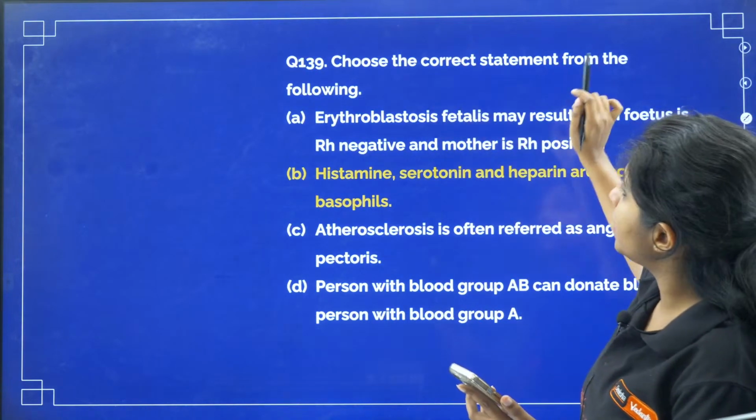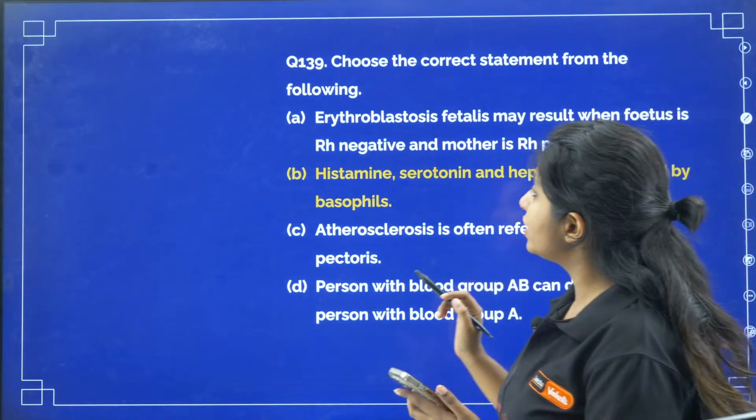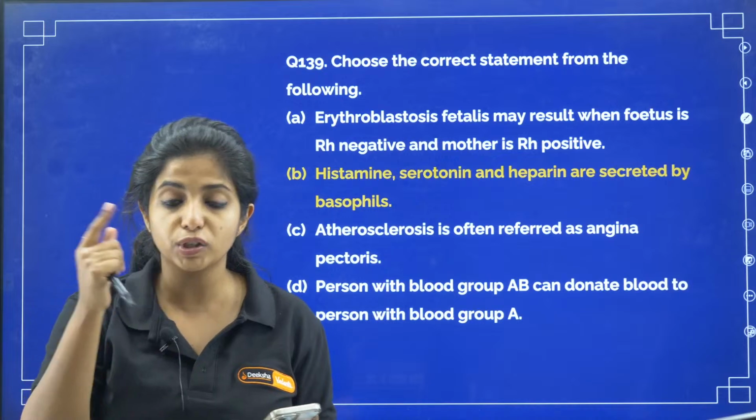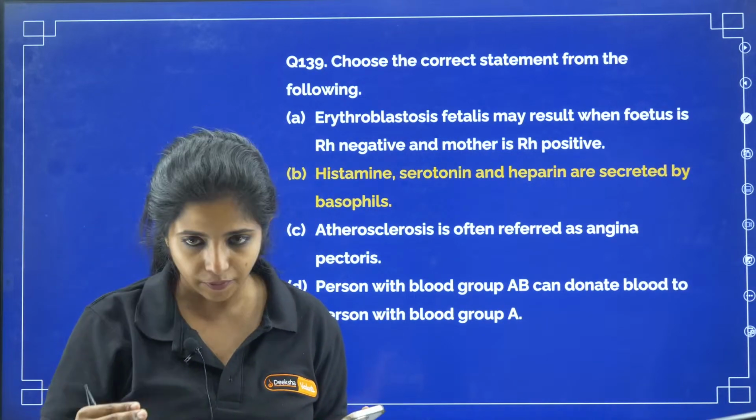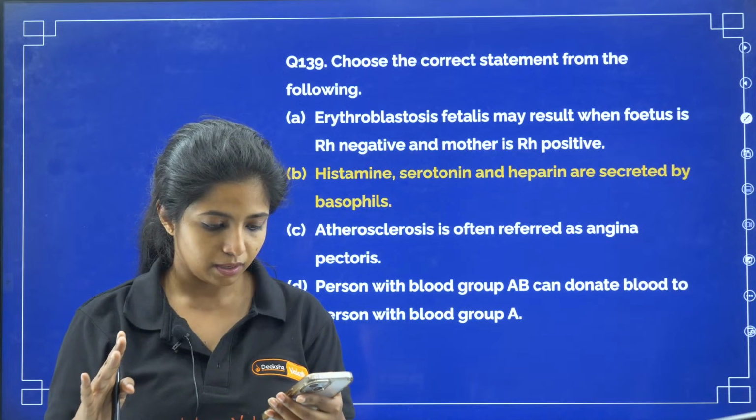Now choose the correct statement. Erythroblastosis fetalis may result when the fetus is Rh negative and the mother is Rh positive. Wrong. The mother will be Rh negative and the baby would be Rh positive. Okay, remember.